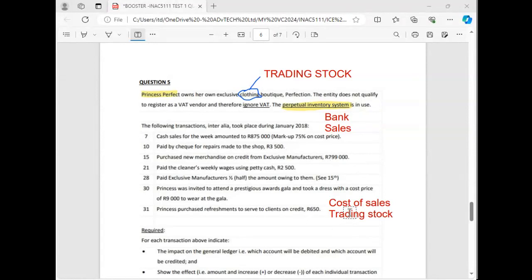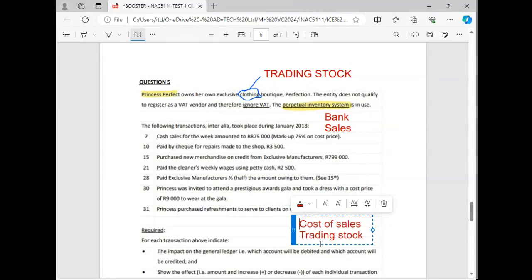So this is the only problematic transaction that I know. Okay, secondly, you must do this. You must ask yourself, tell me, classify for me, guys. Classify bank, sales, and cost of sales for me.